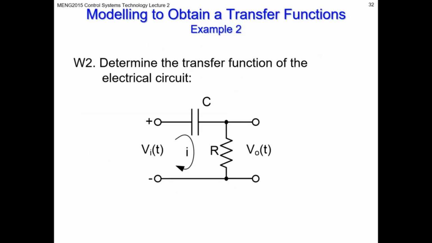This is modeling a simple circuit, an RC circuit. We have a voltage on the left-hand side, Vi, the input voltage, and an output voltage across the resistor. So we want to know what the transfer function is between our output and our input. For a capacitor, the voltage across it as a function of time is 1 upon C integral I dt.